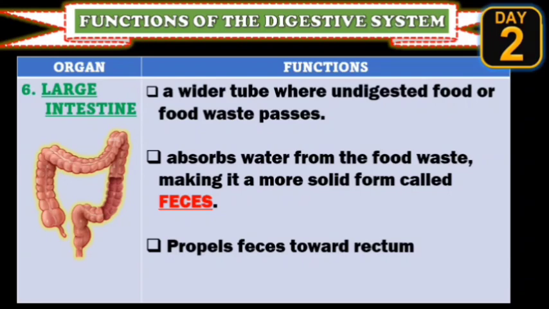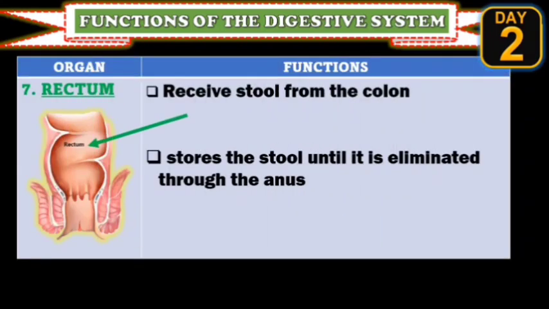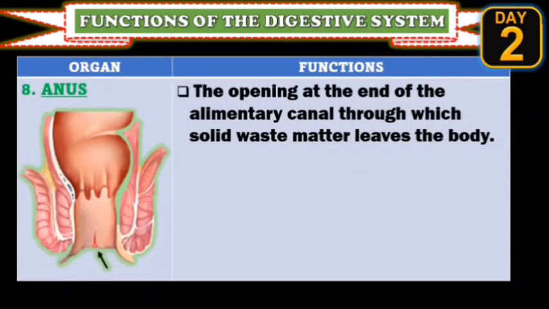Number 7 organ is the rectum. The rectum receives stool from the colon. It also stores the stool until it is eliminated through the anus. Number 8 is the anus. This is the opening at the end of the alimentary canal through which solid waste matter leaves the body.